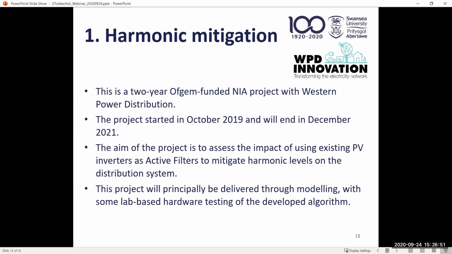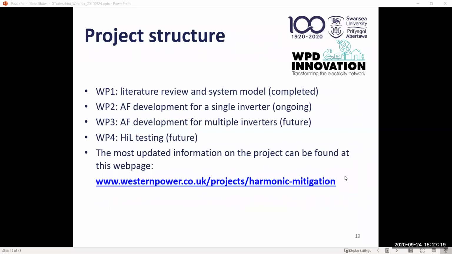The aim of the project is to assess the impact of using existing PV inverters as active filters to mitigate harmonics levels on the distribution system. The project will be principally developed by modeling, but we will also do some lab-based hardware testing. The project is structured in 4 work packages. The first work package is a literature review and system model, which has been completed. For this project, we are studying a portion of the Western Power Distribution network, and I will show the system overview in the next slide.